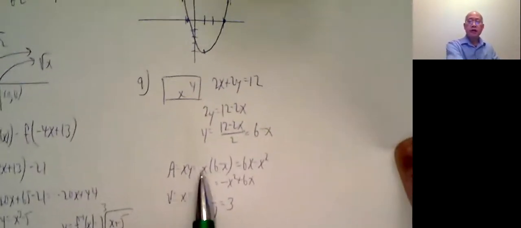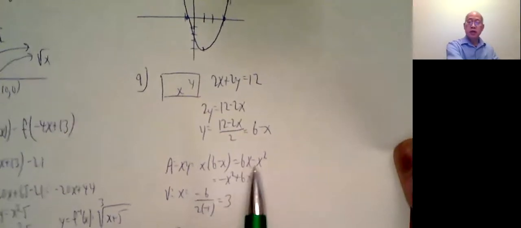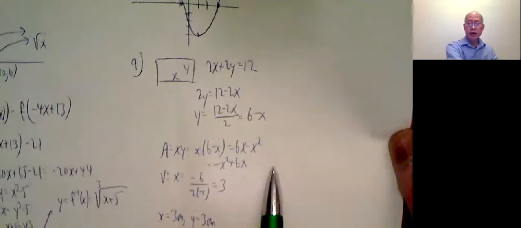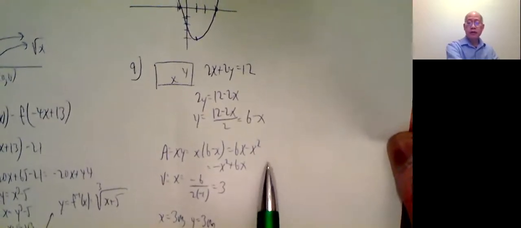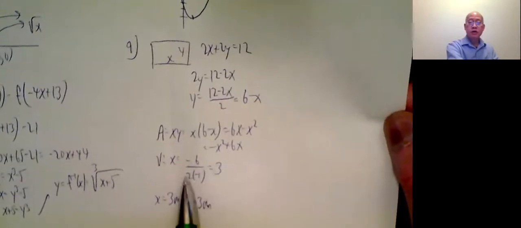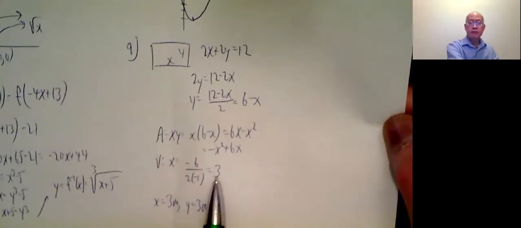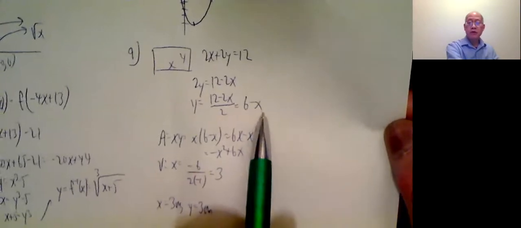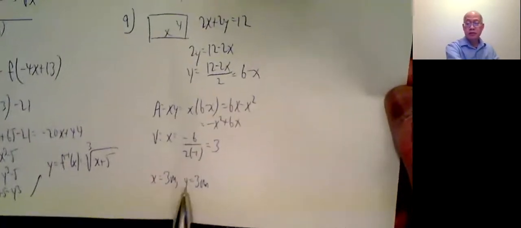Area is x times y, or x times 6 minus x. 6x minus x squared, or negative x squared plus 6x, which is a parabola opening down. So the vertex will give me the maximum. Vertex is negative b over 2a, negative 6 over 2 times negative 1, which is 3. And plug back in and find y. It's also 3. So 3 meters by 3 meters.